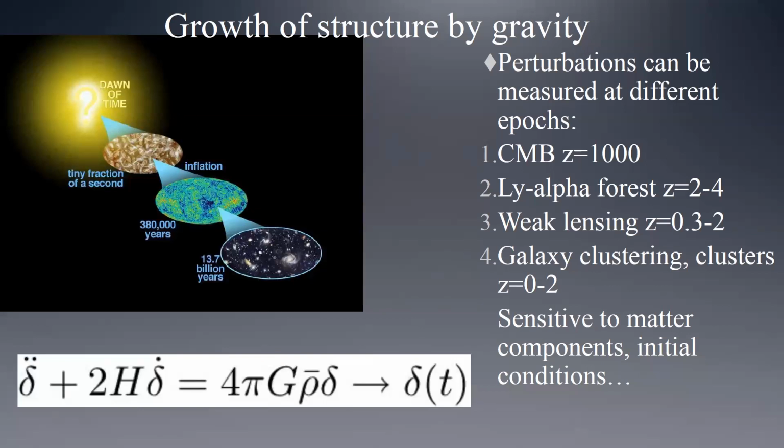So let me describe. How does this go? Basically, after recombination, the structure grows in time due to gravity, and we have several probes along the redshift. For example, there's the Lyman alpha forest, which probes at higher redshift, 2 to 4. I already mentioned CMB. Then we have weak lensing, which probes roughly redshift below 2, and galaxy clustering, which also probes roughly below 2. This is the equation that governs it. The main thing that controls it is the initial density amplitude of fluctuations, but also matter density, Hubble parameter, and so on.